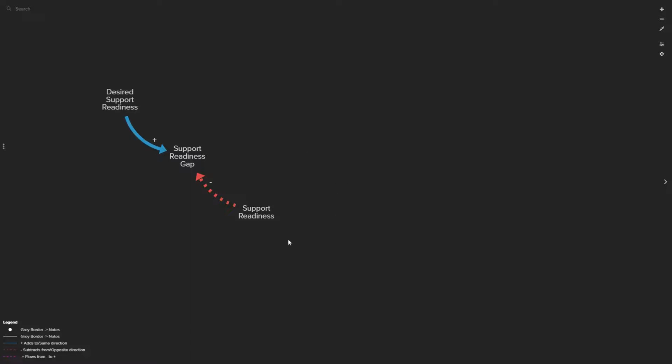So the support organization is experiencing an ongoing problem of developing the level of support readiness that they want to maintain. They have a desired level and they have an existing level, and the existing level is less than desired, of course. So this creates a gap. Now, as I said before, or continue to say, we start with the problem, or what appears to be the problem, and we elaborate from that point by asking two questions.